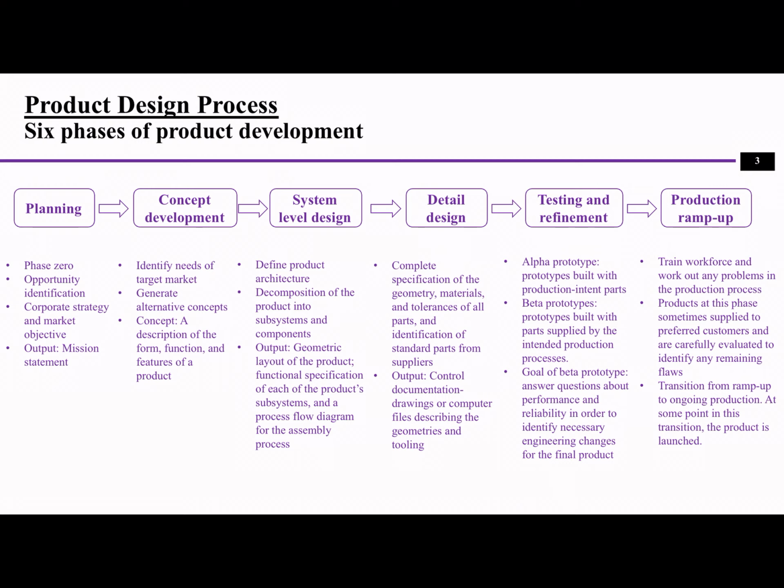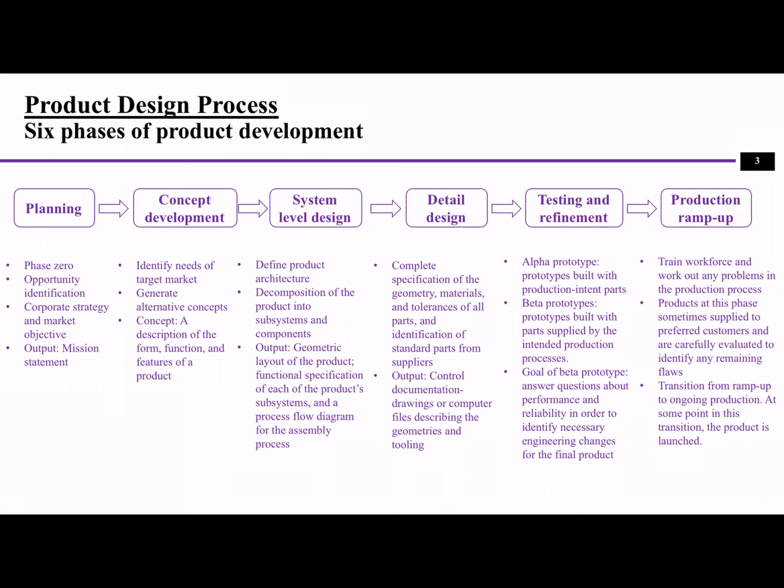Detailed design means we have to identify what the materials are, what the geometries and tolerances for manufacturing are, and also what the standardized parts or custom parts from the suppliers are. So the output from this stage is the control documentation of drawings, and computer files describing geometries and the toolings. After we finish the detailed design specifications, we'll start to make some prototypes.